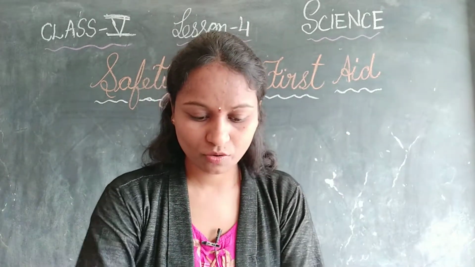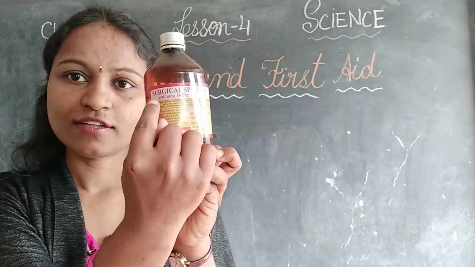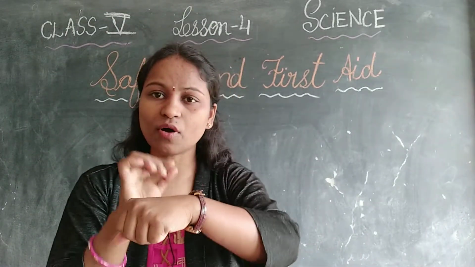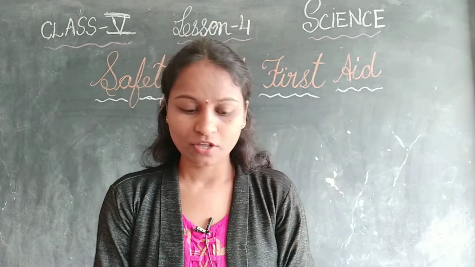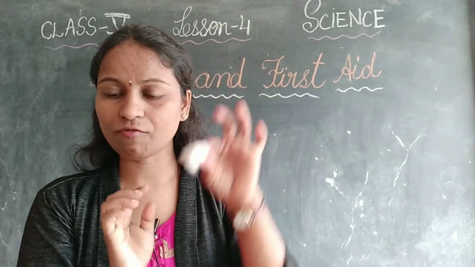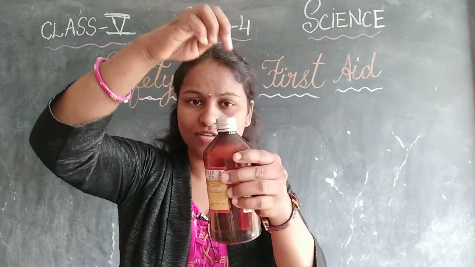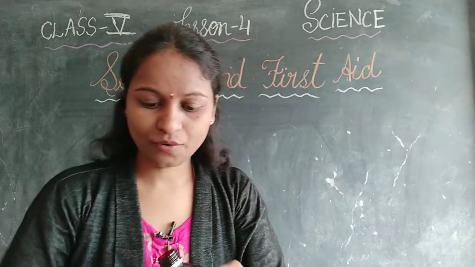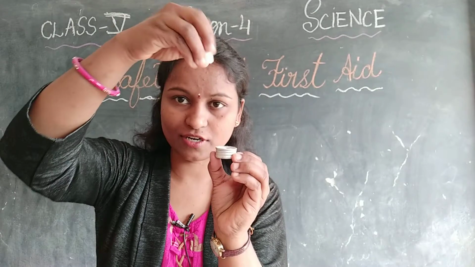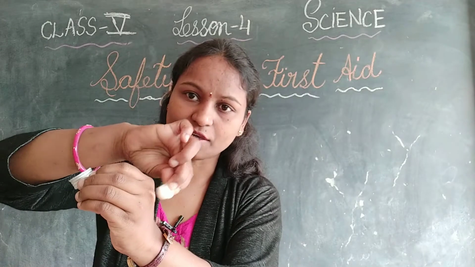Children, this is the surgical spirit. As you can see here, this is the surgical spirit. Whenever you have a wound on your hand or leg anywhere, you have to take a piece of cotton. What is this, children? A piece of cotton. Then you open the surgical spirit and just dip the cotton in it, and wherever the wound is, you can keep it there, like this.